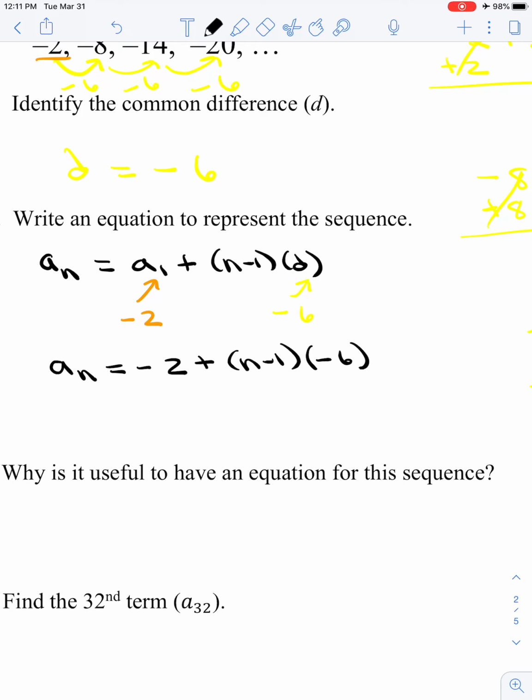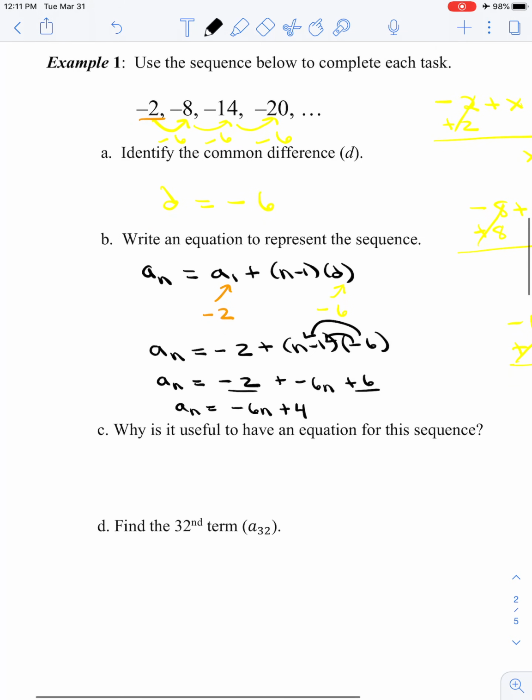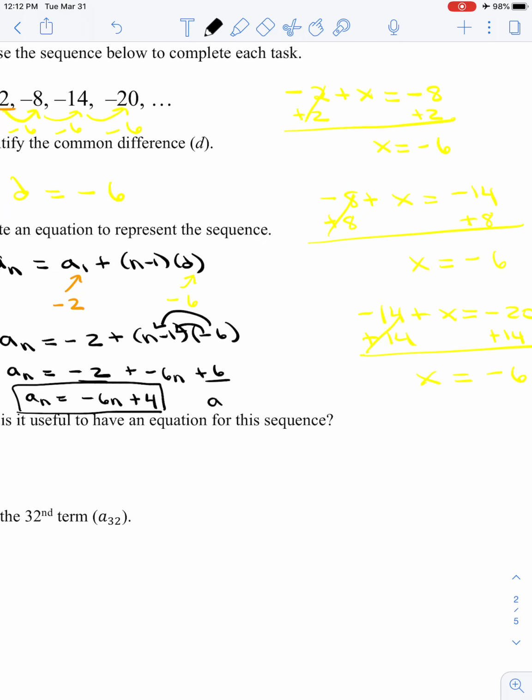Okay, so you can leave your equation like that, or you can multiply it out and express it in standard form. So if you had multiplied it out, you would be multiplying the negative 6 times n to get negative 6n, and the negative 6 times negative 1 to get a positive 6. And then you could combine your like terms. So a sub n equals negative 6n, and I combine my negative 2 and my 6, I would get plus 4. So you could either leave your equation like this, where you multiplied out, or you could leave your equation like we originally wrote it without multiplying out.